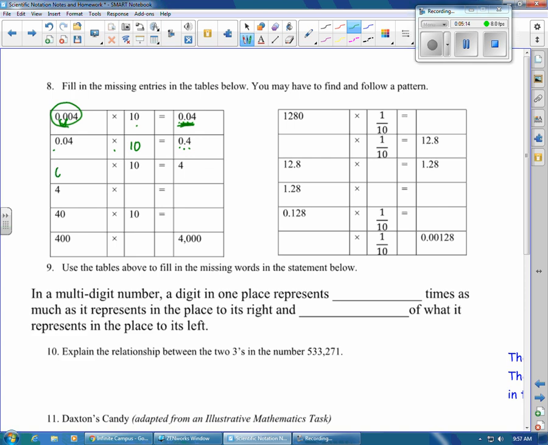So I'm going to come over here, 0.4 times 10. Again, I'm moving that decimal 1 to the right, and I'm going to get 4. Start with 4 times 10. Hopefully right off the top of your head, you know that's going to be 40. Starting with 40 times 10, 400. 400 times 10 is going to be 4,000.